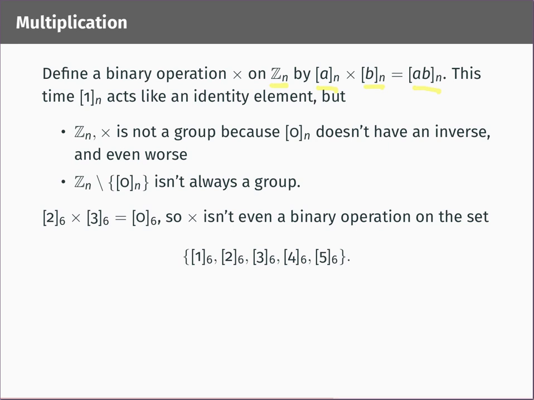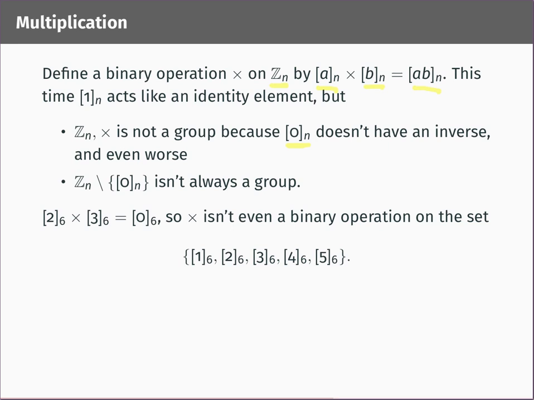but Zn will not be a group under this binary operation. The reason is similar to the reason that the real numbers are not a group under multiplication, or the complex numbers are not a group under multiplication, or the set of n by n matrices is not a group under multiplication. The problem is some things don't have an inverse. In particular, the class of 0 will not have an inverse under the binary operation of multiplication.